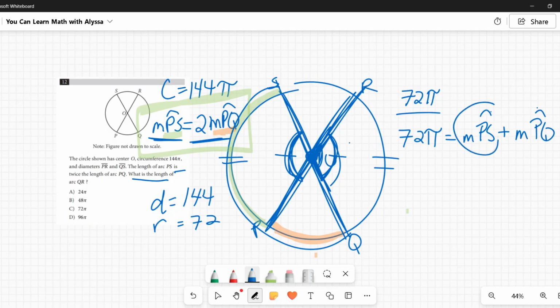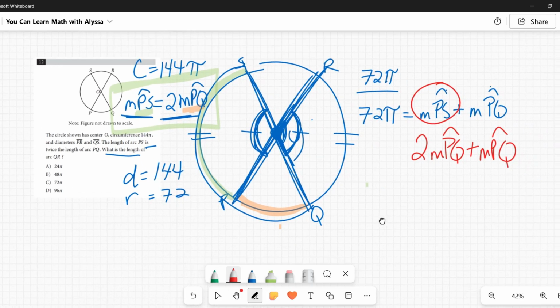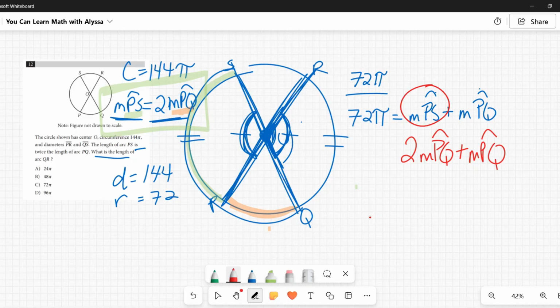So I'm going to replace the measure of PS with 2 times the measure of PQ. Why does it keep doing this? I'm writing the letter P, come on. You just made a pop-up, you just made a post-it note. Come on, man. All right, 2 times the measure of PQ plus the measure of PQ is equal to 72 pi.